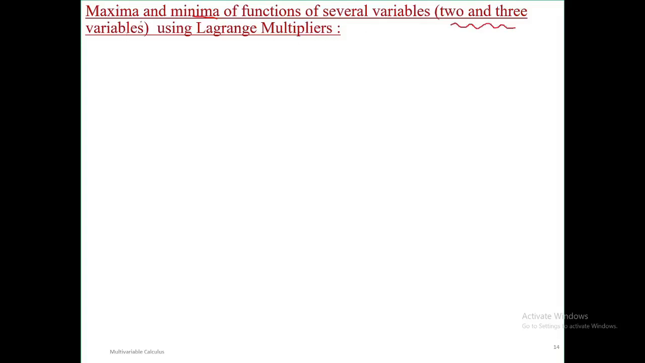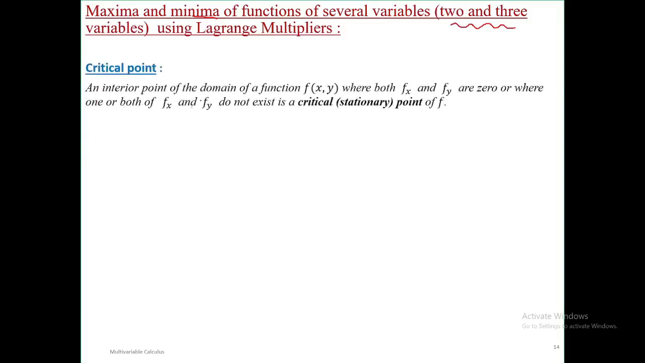So before entering into maxima minima, we need to know a few little things. First one is critical point. We need to know what is a critical point. An interior point of the domain of a function f of x comma y, where both fx and fy are 0, or where one or both of fx and fy do not exist, is said to be a critical point or a stationary point of f.